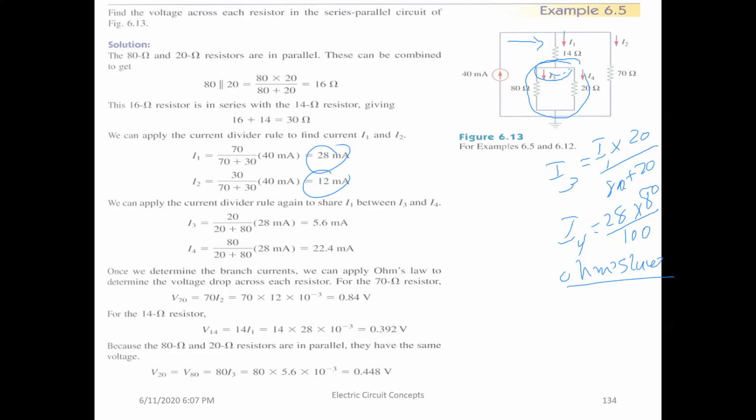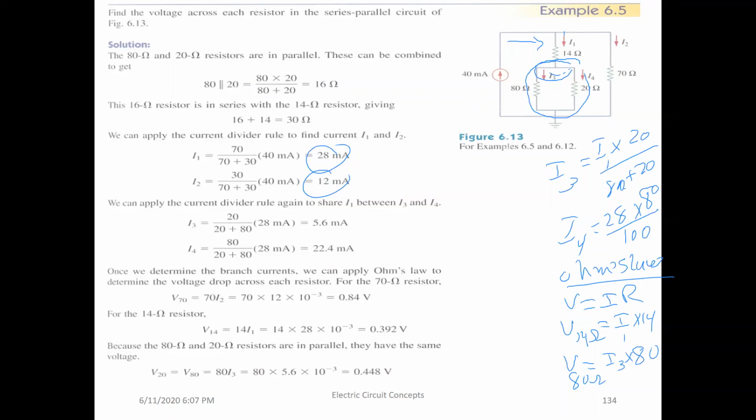Okay, so what is the voltage across? What's Ohm's law? Ohm's law says that voltage equals I times R. Very good. Now we need the voltage V across the 14 ohms. The V across 14 ohms is the I1. What is the resistance? It's 14. So I1 times 14. Okay, I need to find the voltage across the 80 ohm resistor. Good. So it will be I3 multiplied by 80.